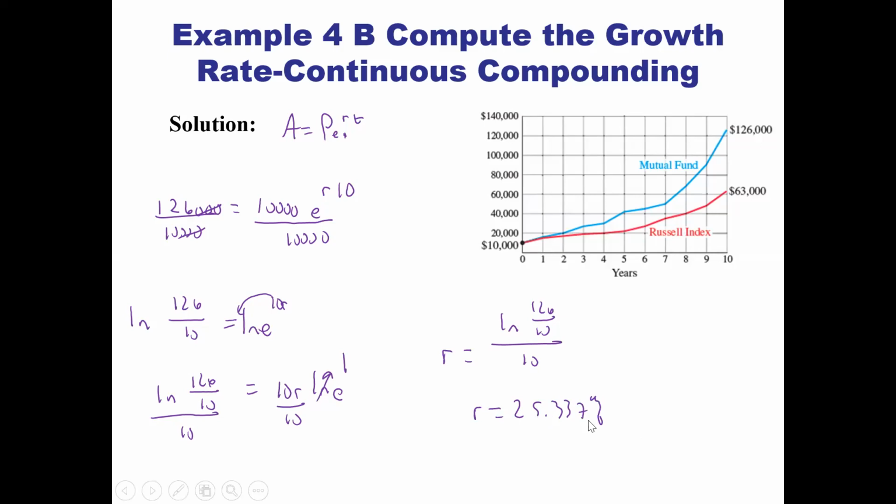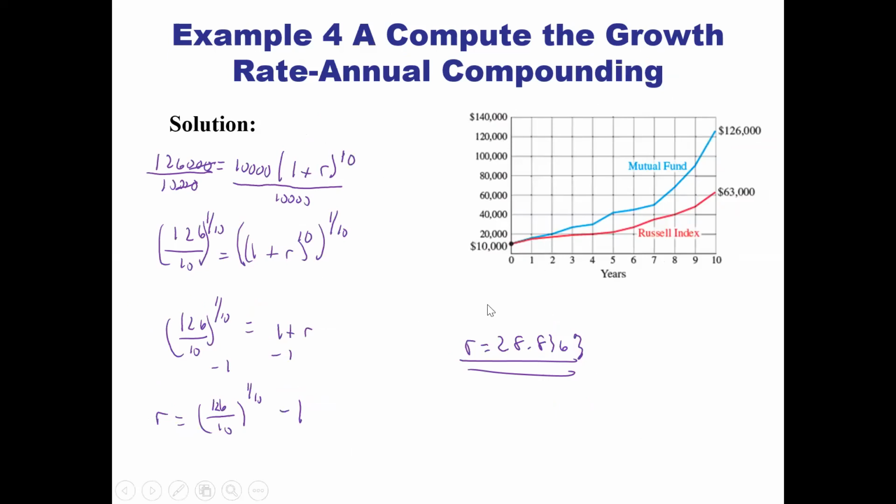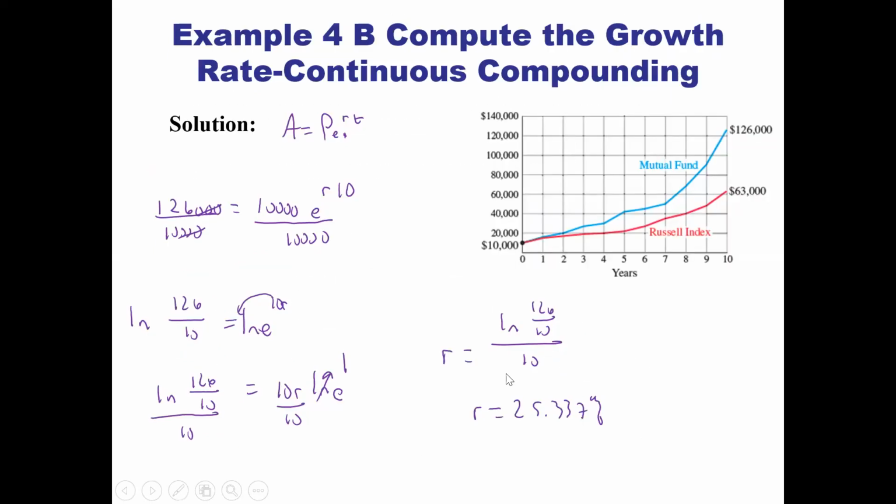Okay, so continuously compounding, we need a 25.337%. And if we have just annual compounding, it's going to need to be 28.836%. So that shows you, continuously compounding, it's compounding faster, so you need a lower interest rate here. All right, so let's stop there and then we'll come back with some more examples with calculators.